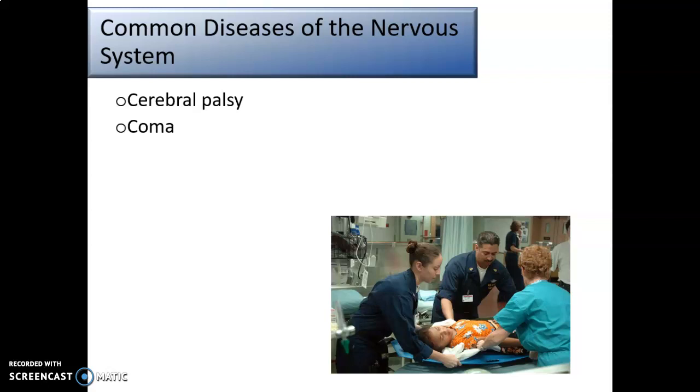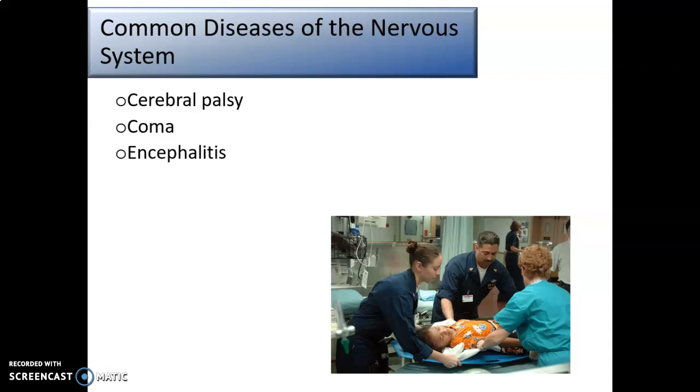Coma, what is a coma? That's basically when your brain is sleeping. It's still working, but it's sleeping. It can happen for several different reasons: stroke, heart attack, any of those things, altered state of consciousness. Trauma can induce a coma.